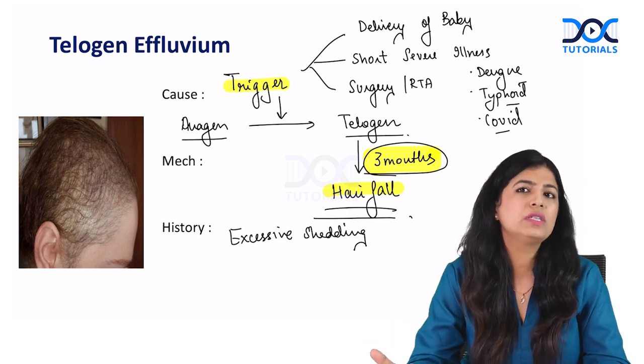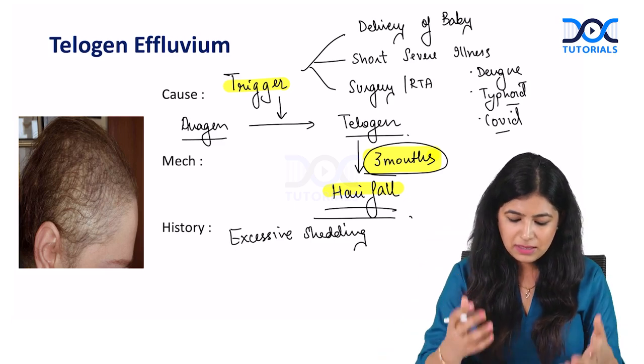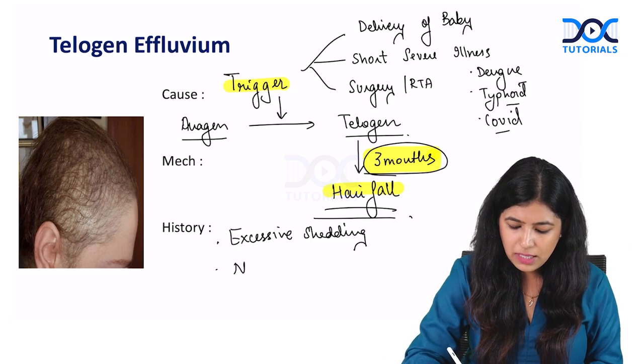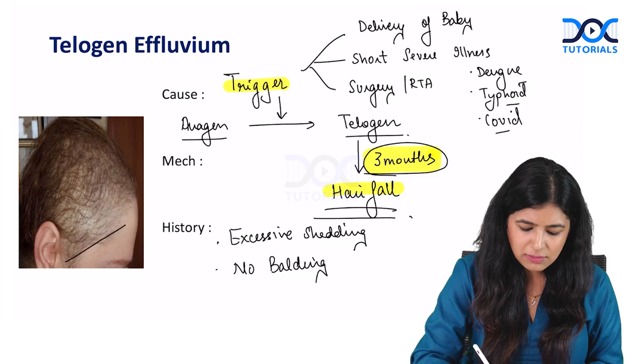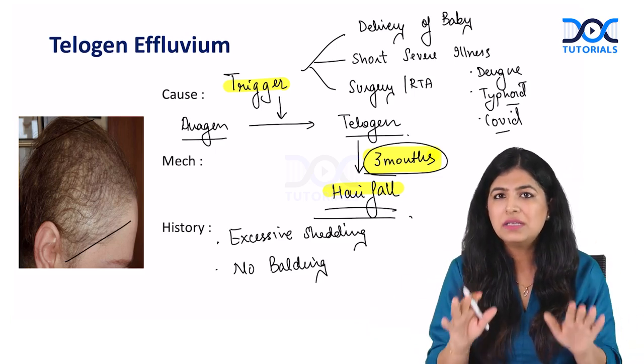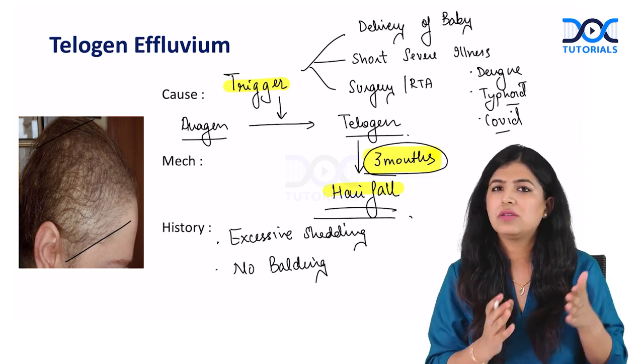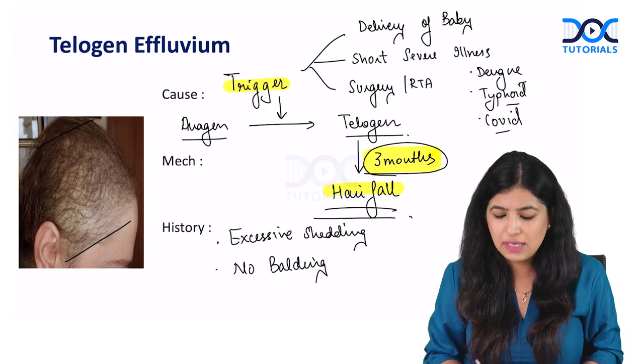Here, even if they convert to 30%, you have a 30% loss of hair, but then also there will be no balding. So very important to see in this image also, there is a thinning of hair all over the scalp, but there is no balding. That is how you can differentiate a telogen effluvium from an anagen effluvium.